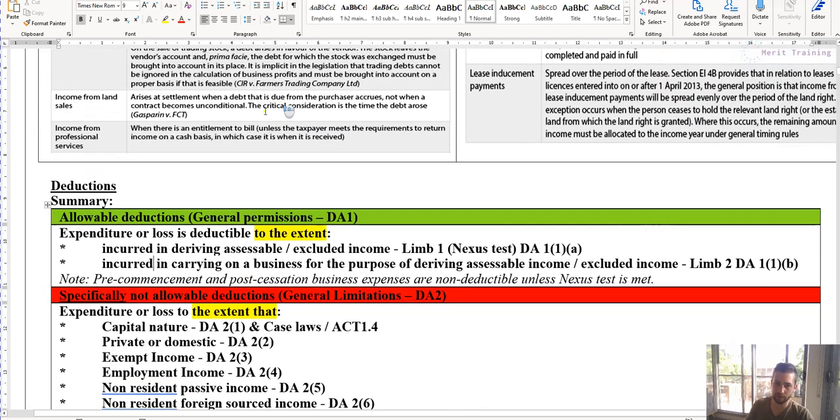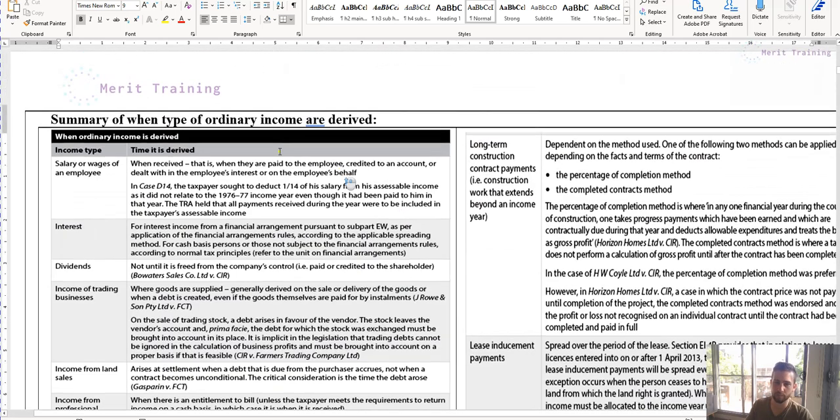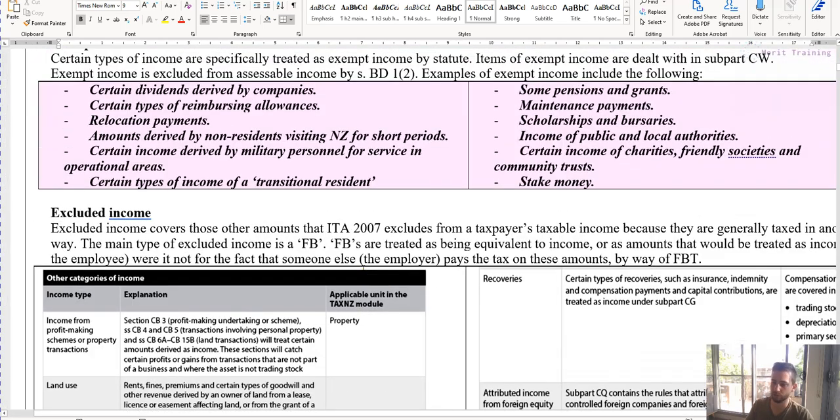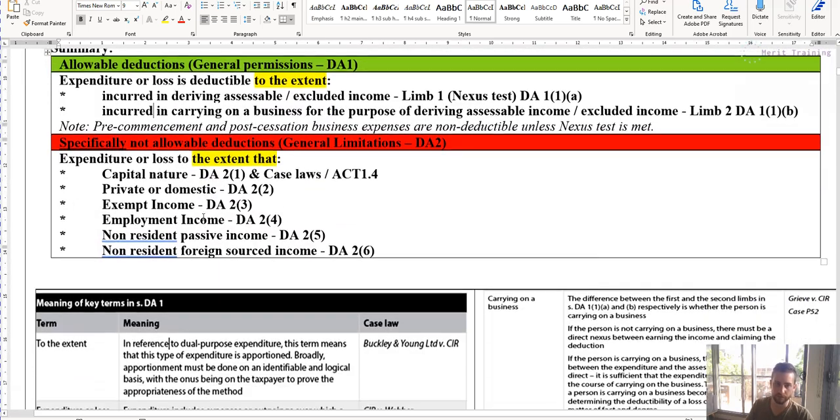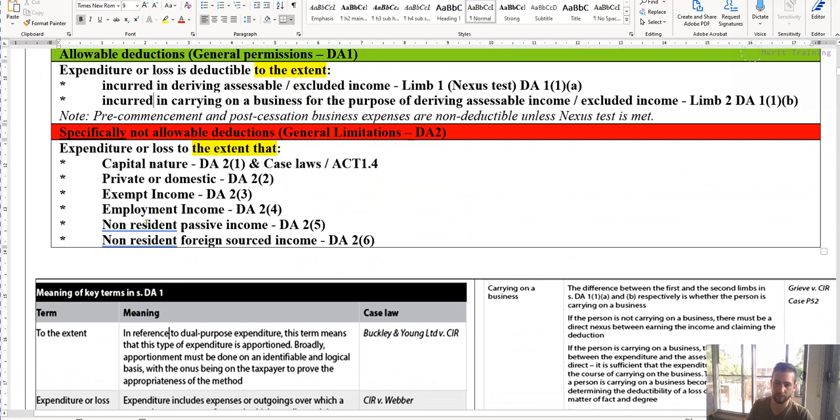Next is exempt income. So we talked about different types of exempt income up above. If the income that you're trying to deduct against, the connection to that expense is to any exempt income, it's not deductible. Employment income, to do with your employment. Non-resident passive income and non-resident foreign-sourced income. So we'll talk about that. But basically, there's limitations if it's connected to passive or foreign-sourced income and you're a non-resident. But we'll talk about that in more detail later on.